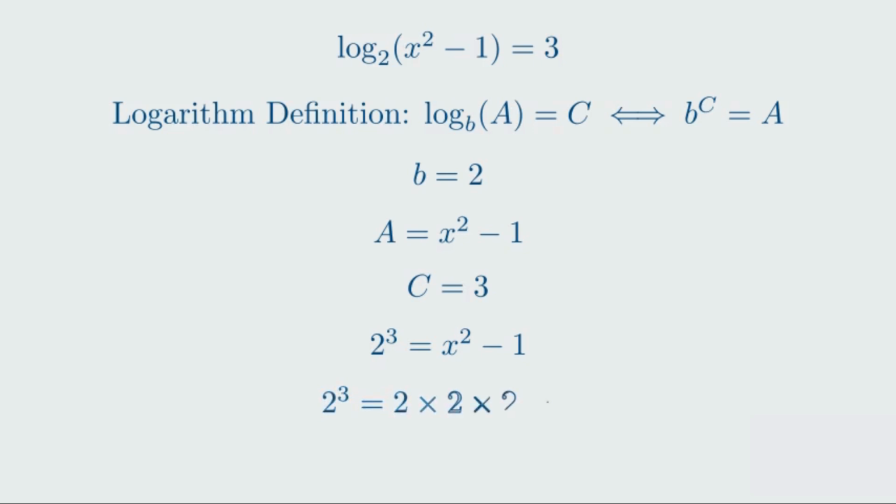That is, 2 times 2 is 4, and 4 times 2 is 8. So, our equation simplifies to 8 equals x squared minus 1. We've successfully removed the logarithm and are now dealing with a simple quadratic equation. Now we need to solve the quadratic equation we derived.